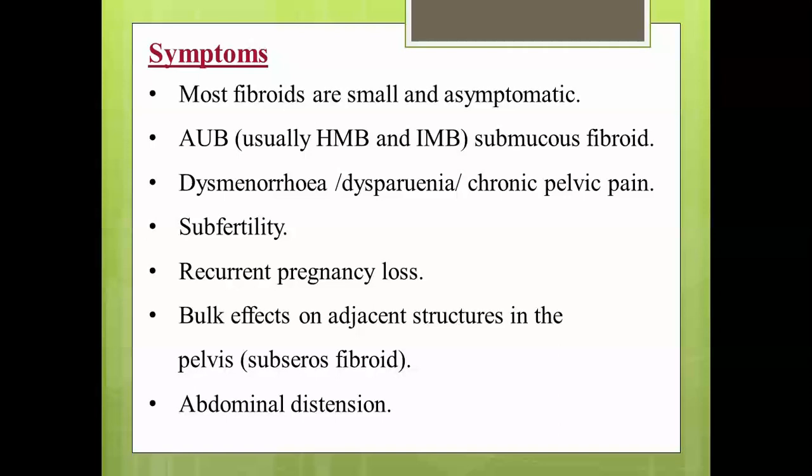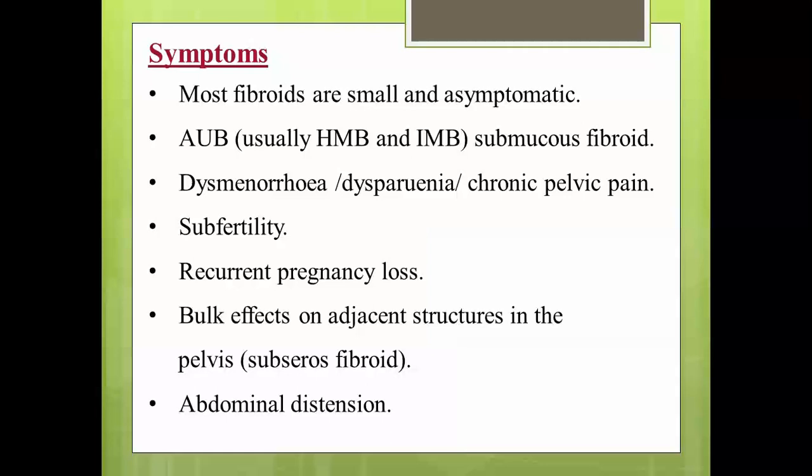Subfertility may occur in patients with fibroid, either because it may affect the site of implantation, or it may close the ostium of the tubes, or sometimes it presses on the tubes and makes them blocked. This is its effect on fertility. Patients may become pregnant, but she may have recurrent pregnancy loss.